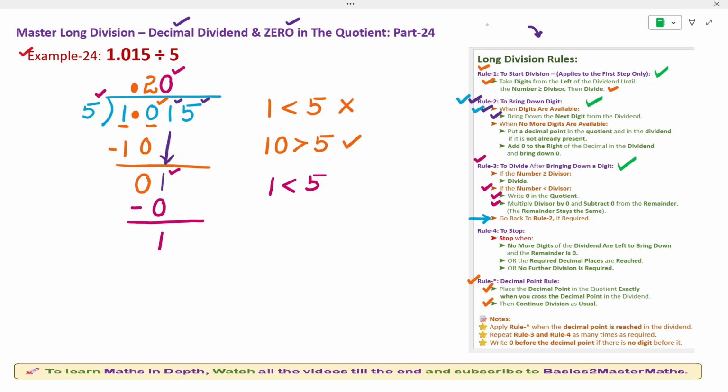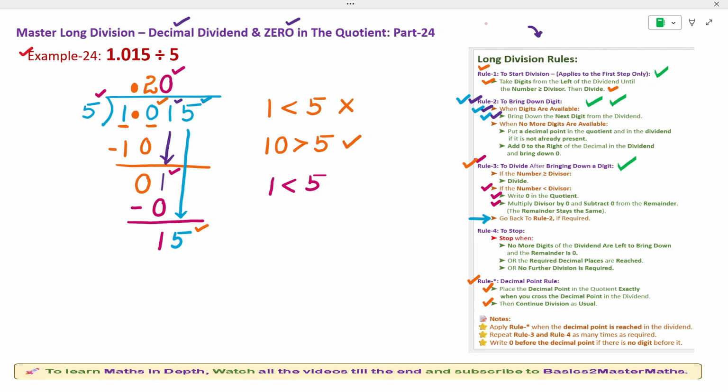When digits are available, bring down the next digit from the dividend. In this case, since the digit is available, bring down the next digit 5. Now, rule 2 is complete for the second time. Let us apply rule 3 again.